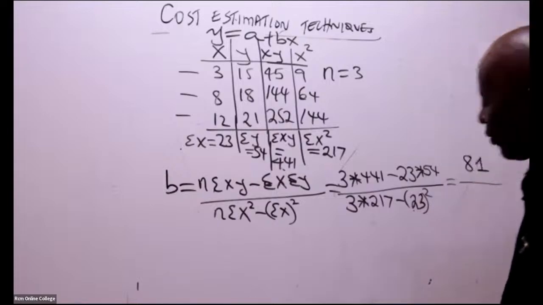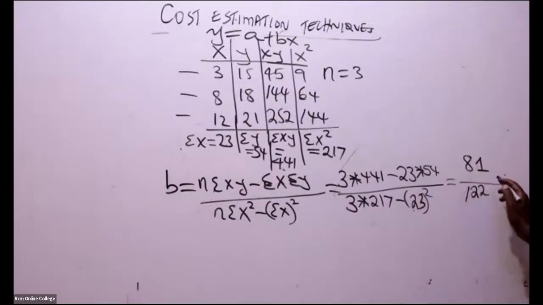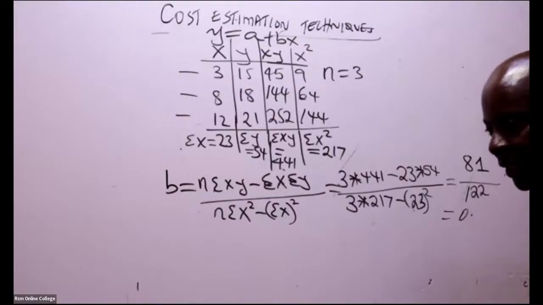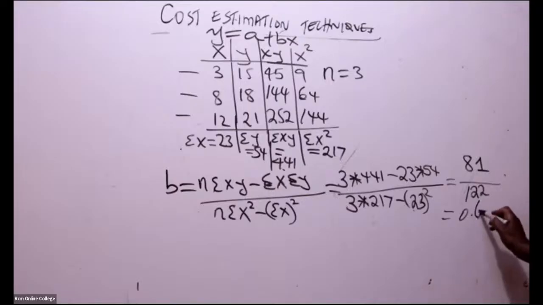So somebody is giving me a figure of 122, meaning that the value of b will end up being 0 point something. So it will be 0.66, right, Maggie? 0.66, yeah, somebody has confirmed up there, I can see 0.66.